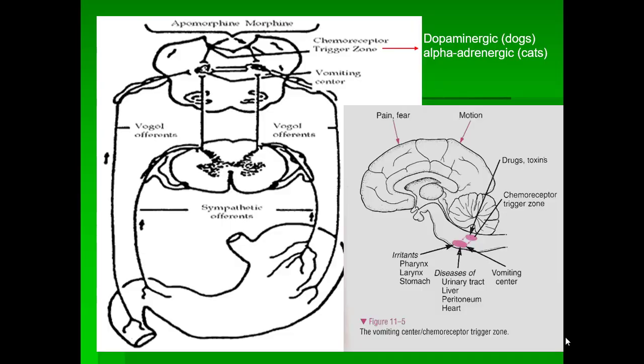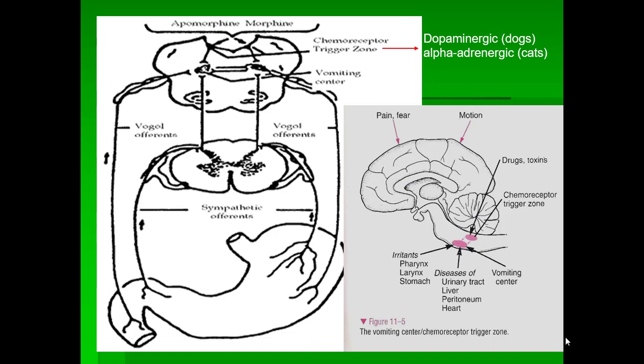Here I wanted to show you where the chemoreceptor trigger zone lies in comparison with the vomiting center. They're both located in the brainstem, and the big difference between both is that the chemoreceptor trigger zone is outside of the blood-brain barrier, whereas the vomiting center is within the blood-brain barrier.